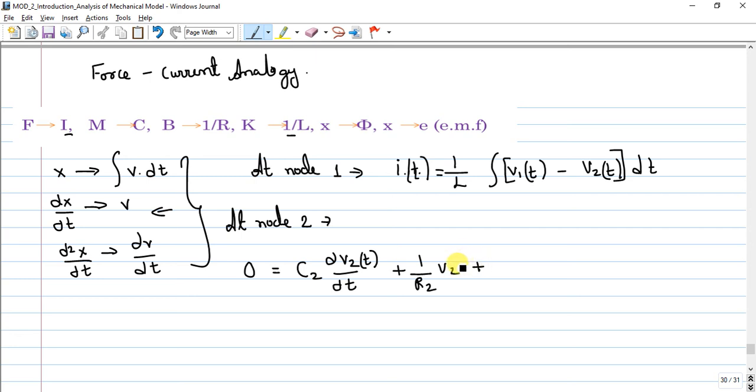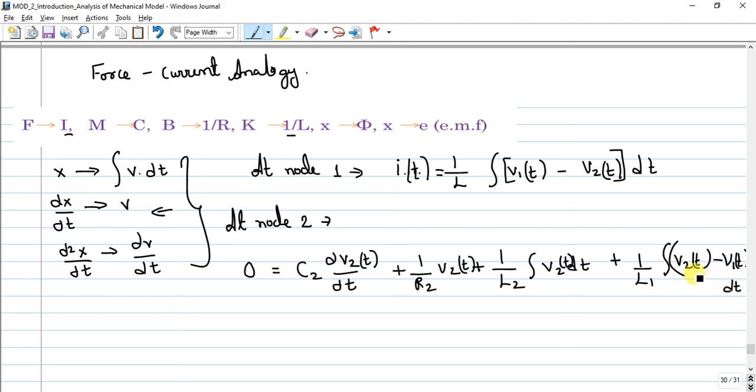And I have one more element. Friction is done, now K. K into x2 of t. Here K is 1 by L2, integration of V2 dt. And I have one more spring, K1, acting as a common one, which I will represent as 1 by L1 integration of V2 of t minus V1 of t. So we have dt outside.